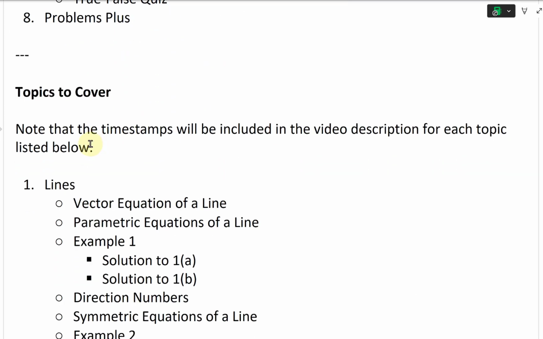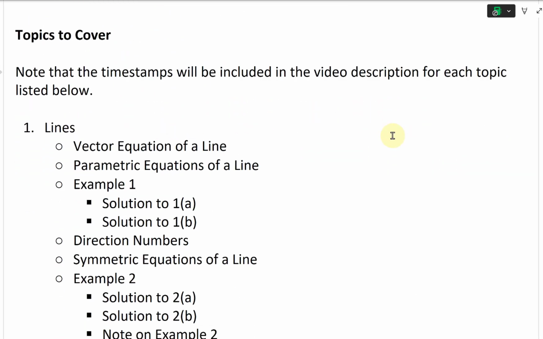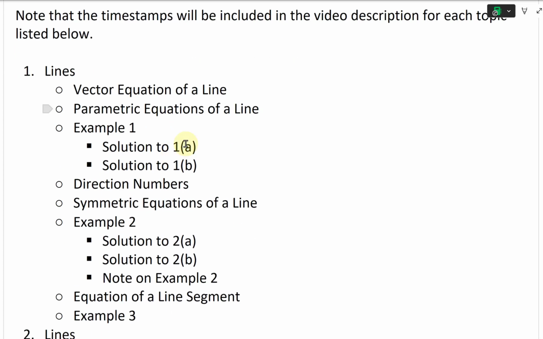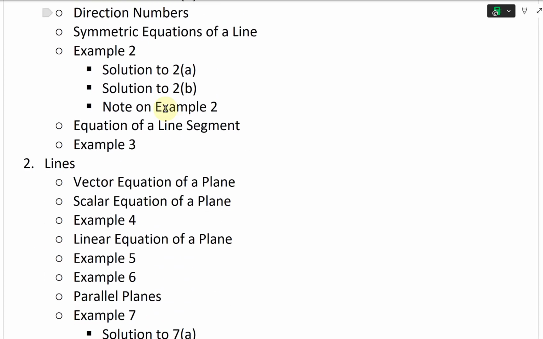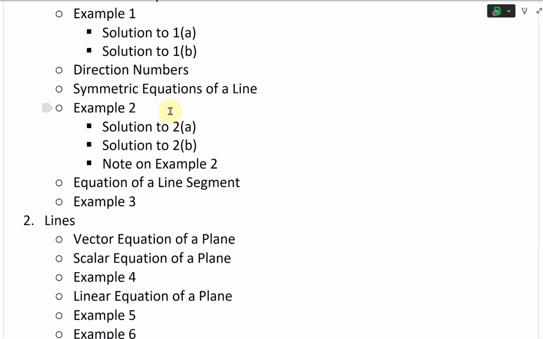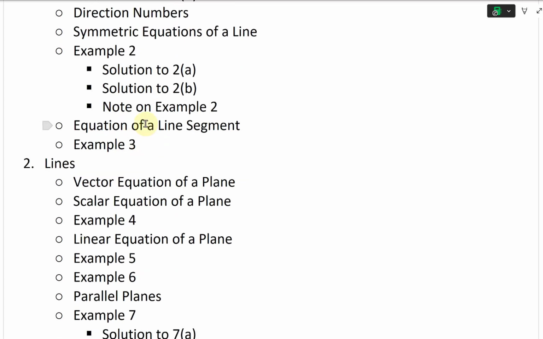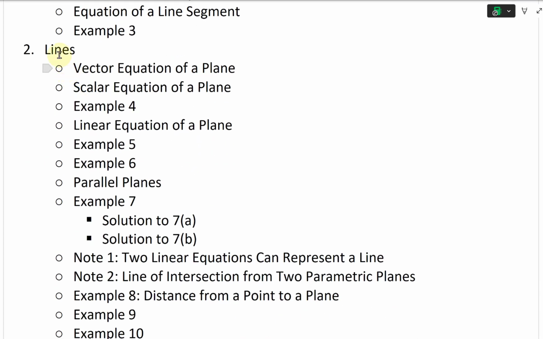Now let's continue further. So topics to cover, and now we're following the video. Note that the timestamps will be included in the video description for each topic listed below. So in this video, we'll go over lines, vector, then we'll go over the vector equation of a line, then parametric equations of a line, then go over example 1, then solution to 1a, and solution to 1b, then direction numbers, symmetric equations of a line, example 2, and then look at solutions to 2a, solutions to 2b. Note on example 2, then we'll look at an equation of a line segment, then example 3, and then look at planes, not lines.